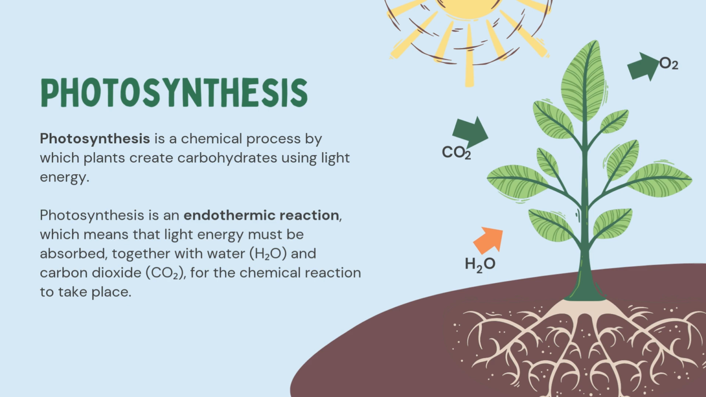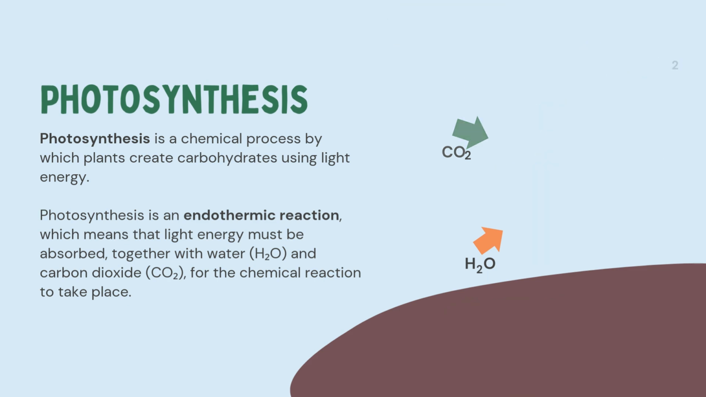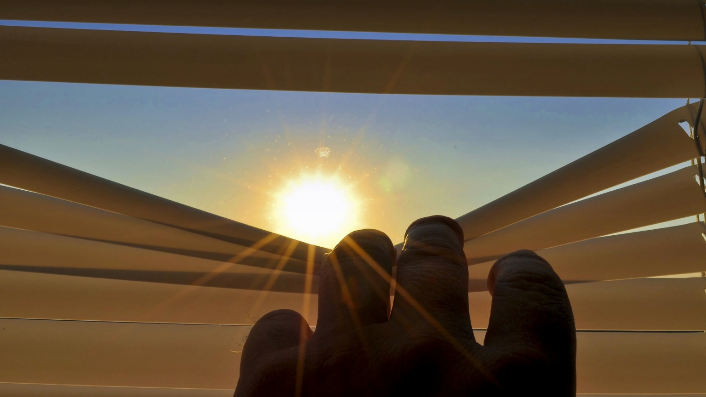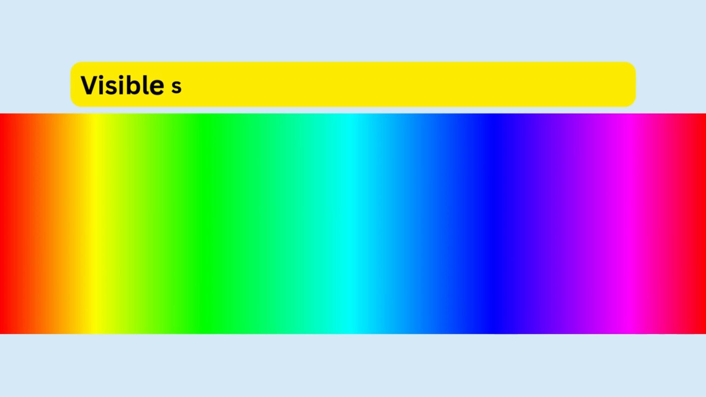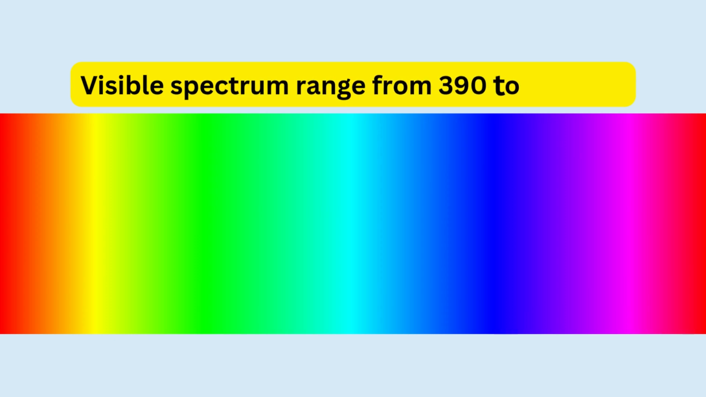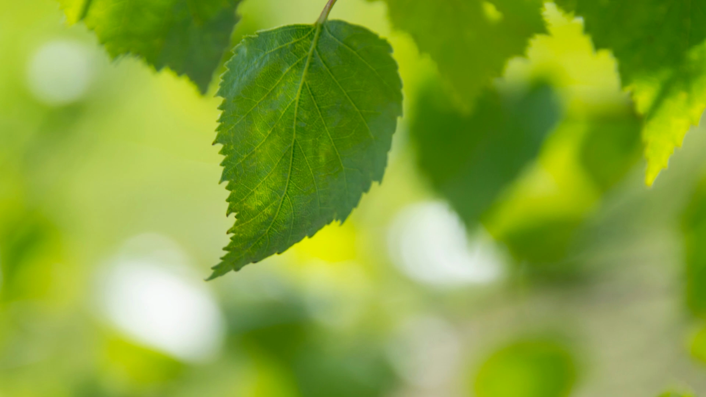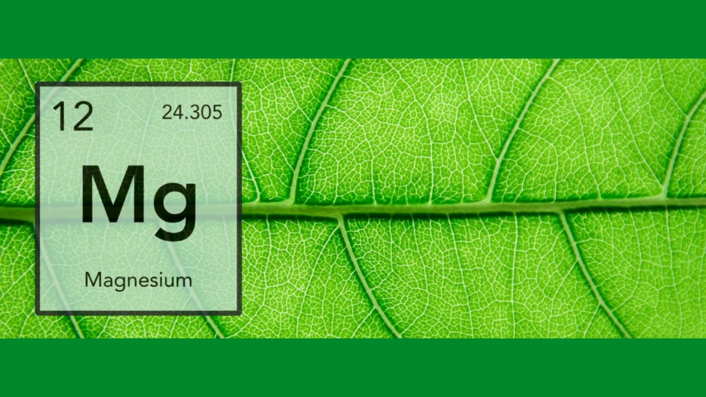And the light itself is a form of energy that travels in waves, but our eyes can only detect a small part of it, known as the visible spectrum, ranging between 390 to 760 nanometers. Inside plants, there are special pigments that capture this specific visible spectrum light. The main one is chlorophyll, which is a complex compound containing magnesium at its center.